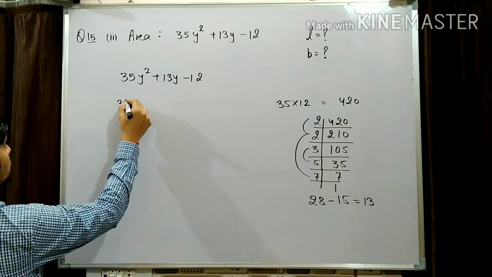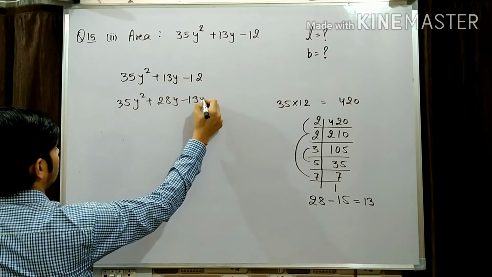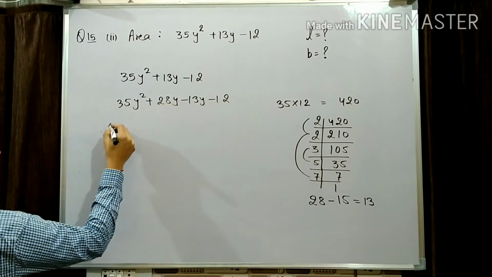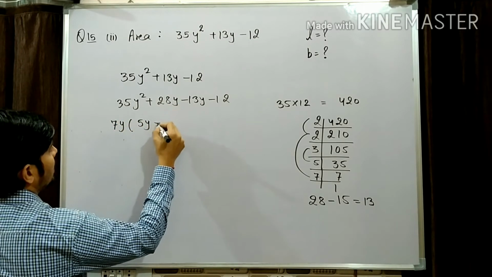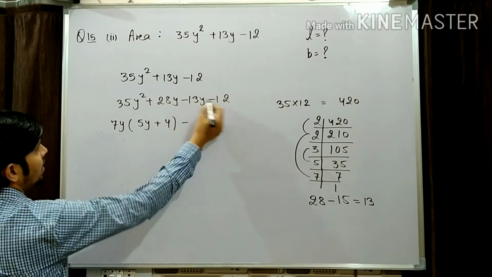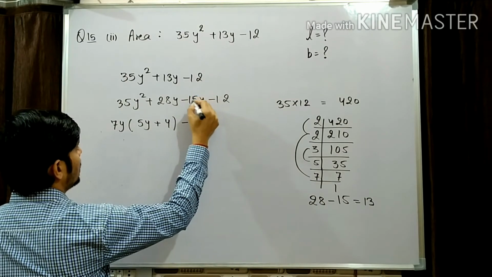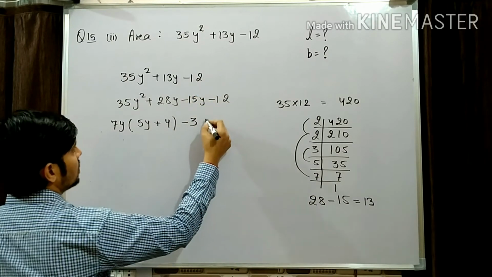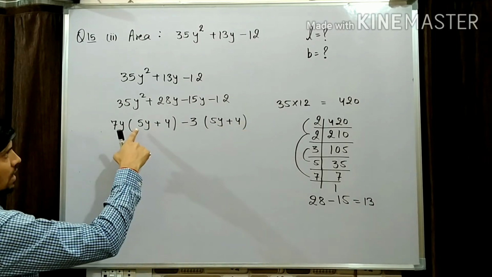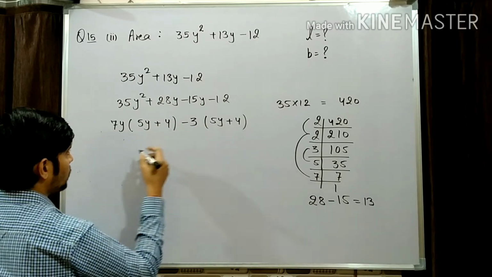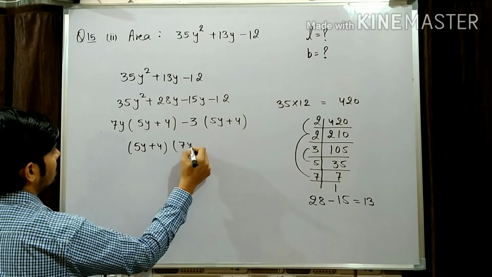So here I am going to use these two factors. This is 35y square plus 28y minus 15y minus 12. On taking 7y as common from the first two terms, we get 5y plus 4, and from the other two terms we can take 3 as common, 3 5s are 15 and 3 4s are 12. You can see 5y plus 4 and 5y plus 4 is common in both the terms. So 5y plus 4, and what is left behind we will write in the other bracket.